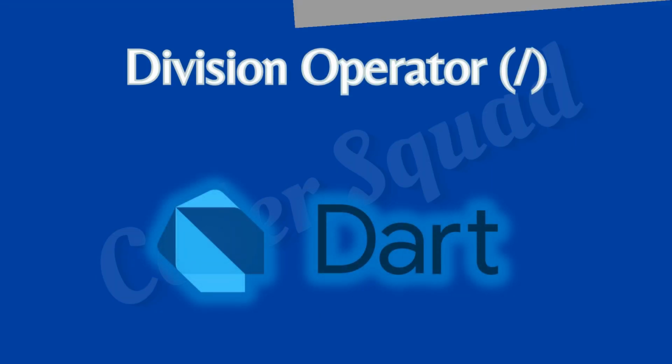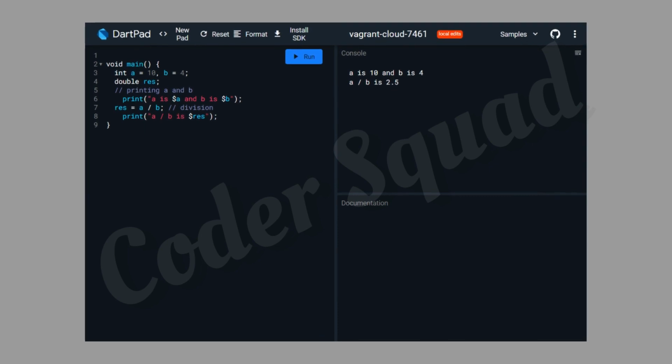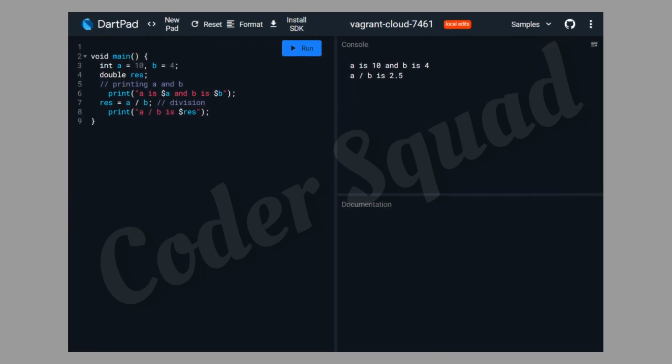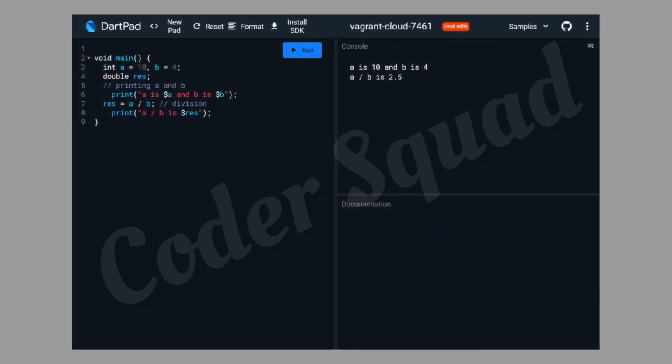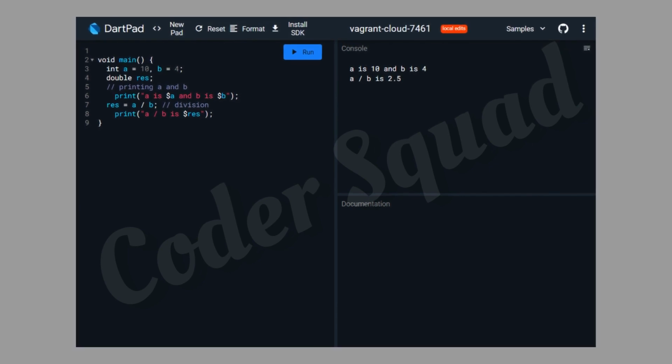The division operator, /, in Dart divides one numerical value by another. It's used to perform division operations and returns a quotient. Let's see examples of division in Dart.